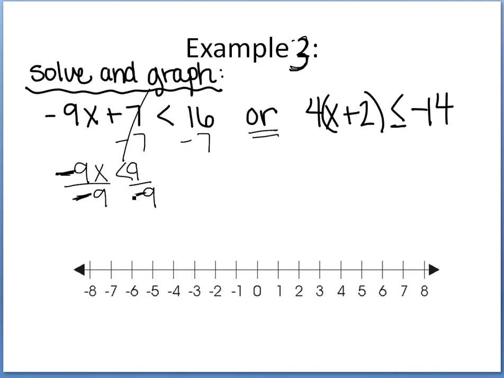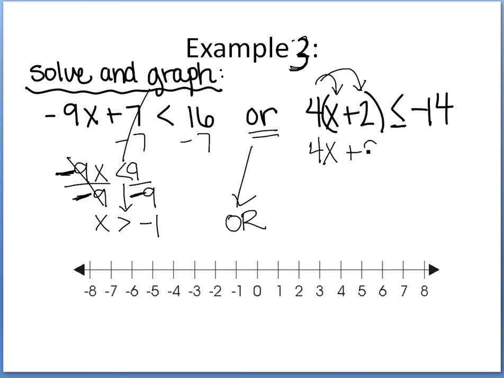So you need to remember, we're still dealing with inequalities here. If we're dividing by a negative, that sign has to switch. So these negative 9's cancel. I get x is greater than negative 1. Or, bring down my "or" here. Now I'm going to solve this one. We've got distribution here, so I'm going to distribute the 4. I get 4 times x plus 8 is less than or equal to negative 14.